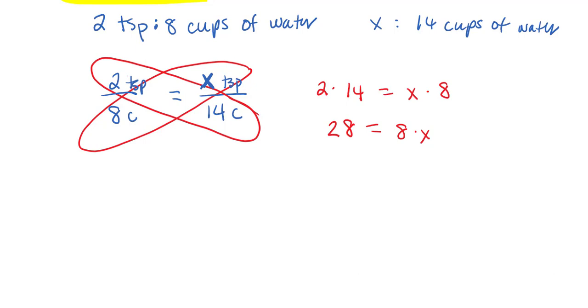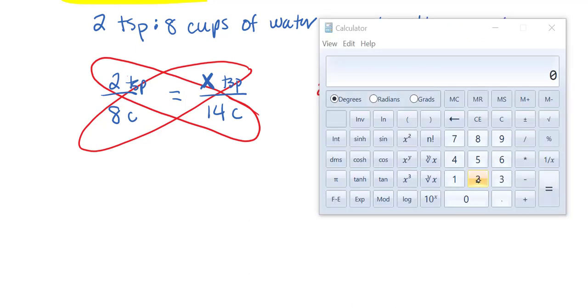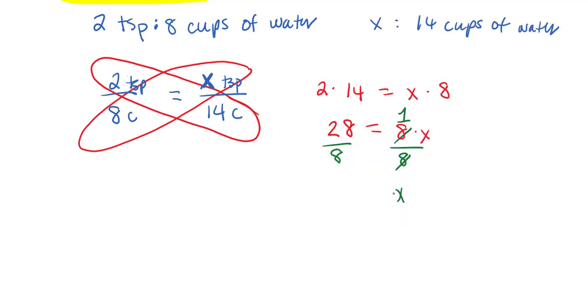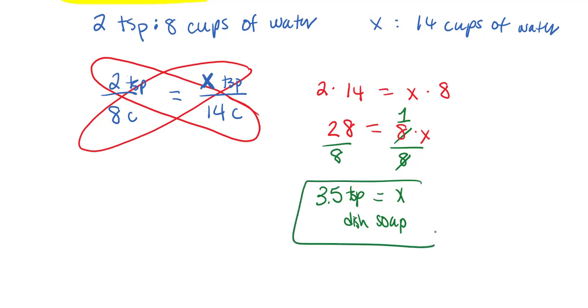And then what do we do to solve for X? Well, we just divide by 8 on both sides. This just becomes 1. Now 28 divided by 8, that's our X. So let's get our calculator out. We have 28 divided by 8, and we get 3.5. So what's X? 3.5 teaspoons of dish soap that you need for the 14 cups of water. So this would be our solution for what X is.